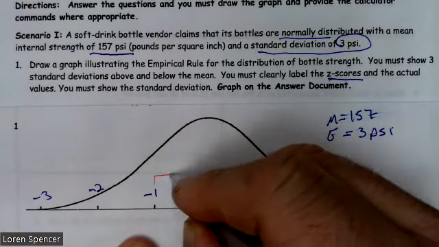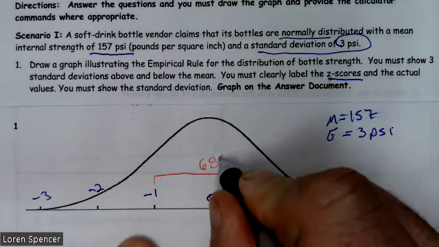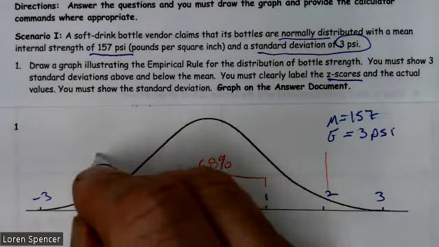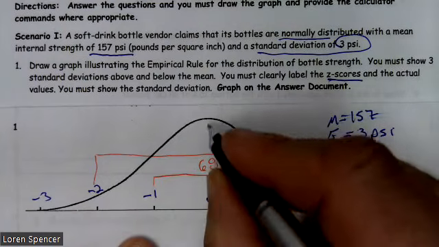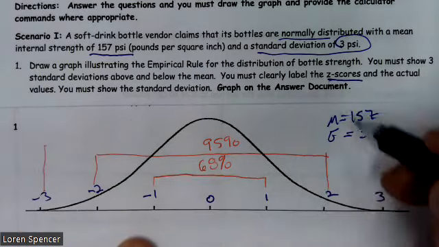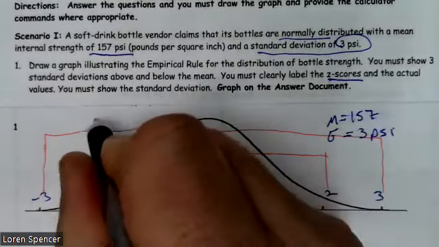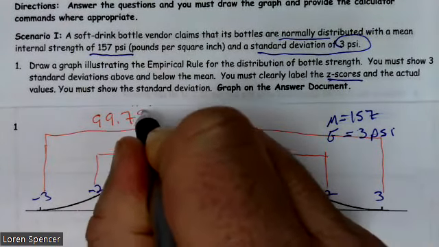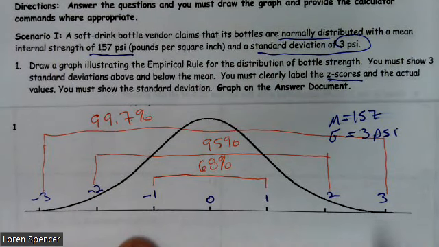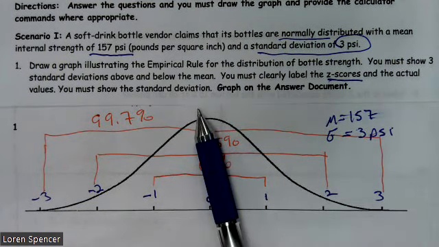And we might as well, since we're here, go ahead and mark our percentages that are associated with it, which are 68% for plus or minus 1, because that is the empirical rule, part of it. And then plus or minus 2 is 95%. And then plus or minus 3 is 99.7%. All right, so that takes care of the z-scores and the empirical rule, but it also says you must give the actual values and show the standard deviation.